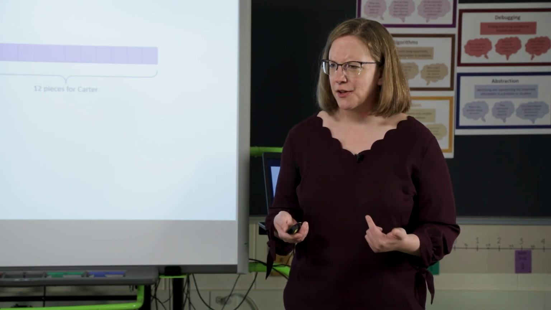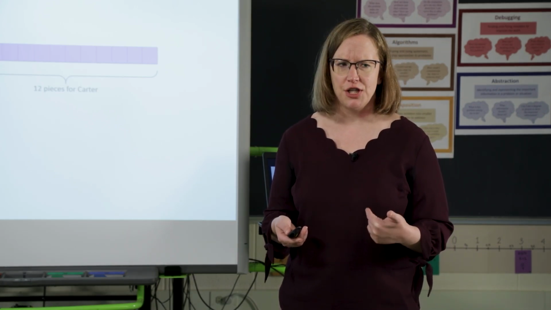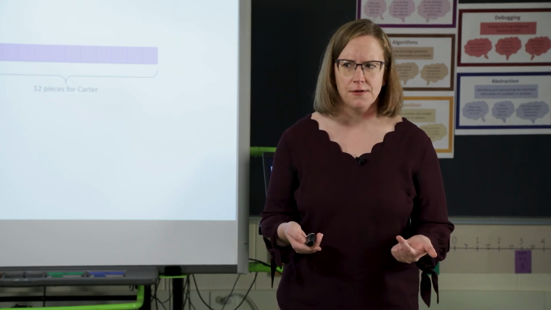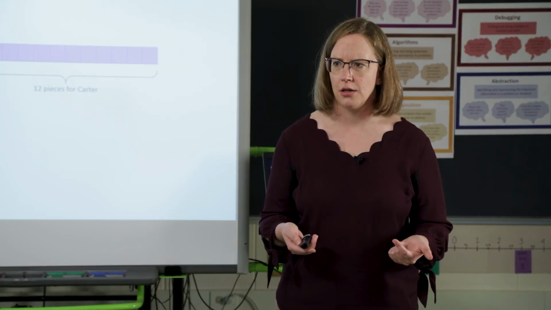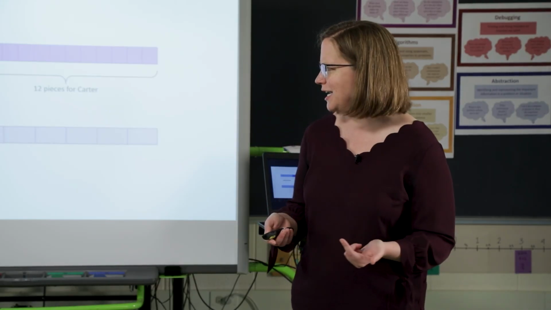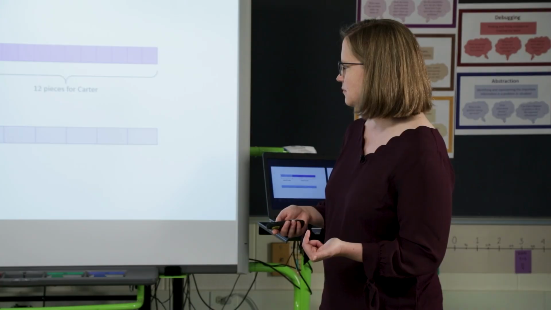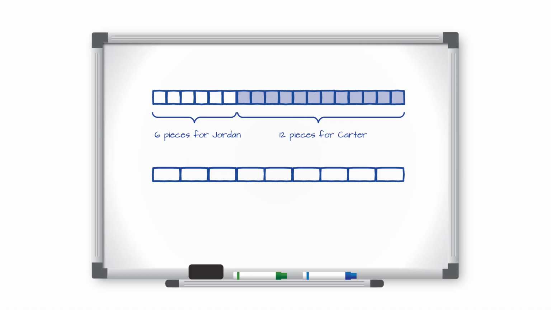And then we kept thinking about that ratio and said, I wonder if we could share in the same ratio even if there's different numbers of pieces of chocolate in the bar. So what if there were only 9 pieces in this chocolate bar? How could Jordan and Carter share it in the same ratio if there's only 9 pieces?